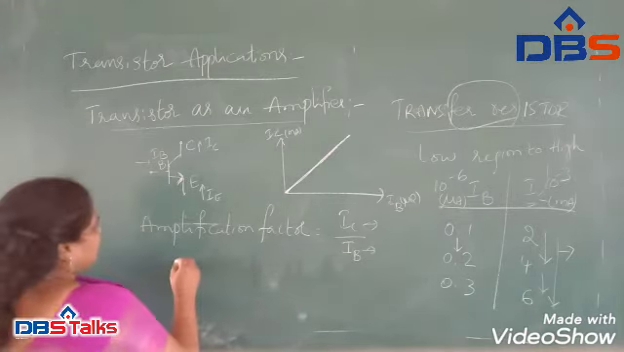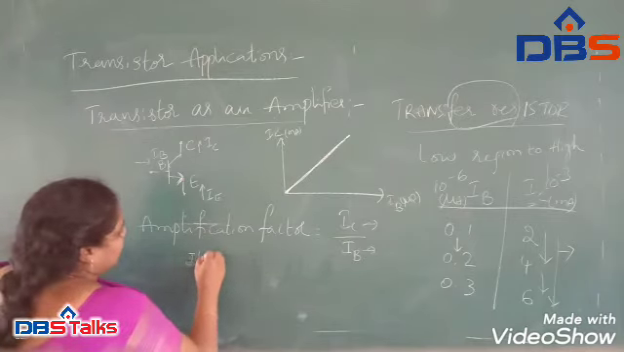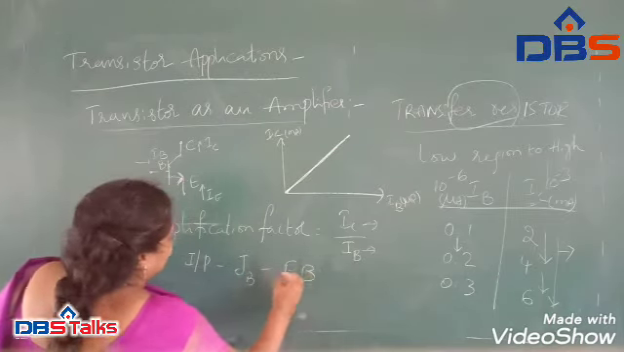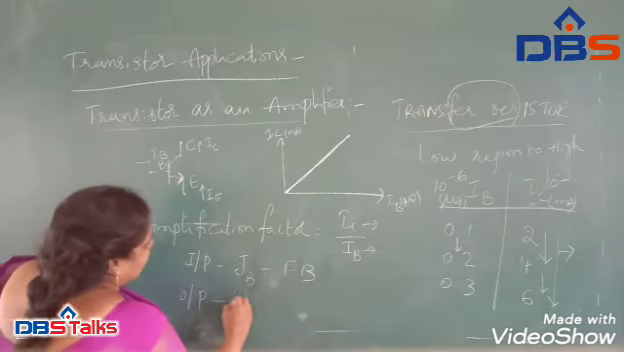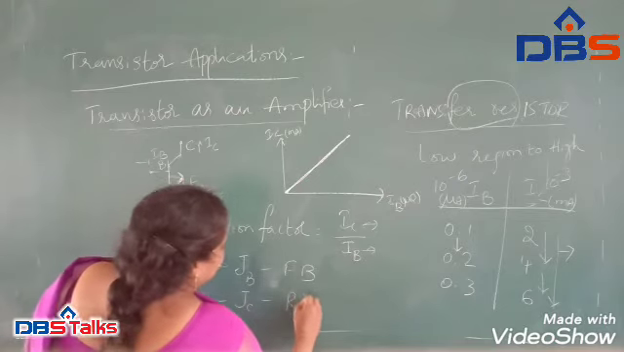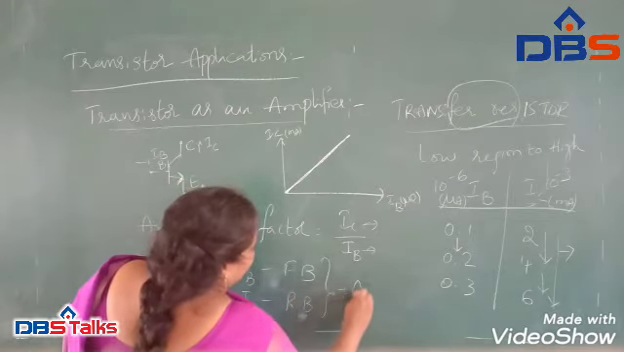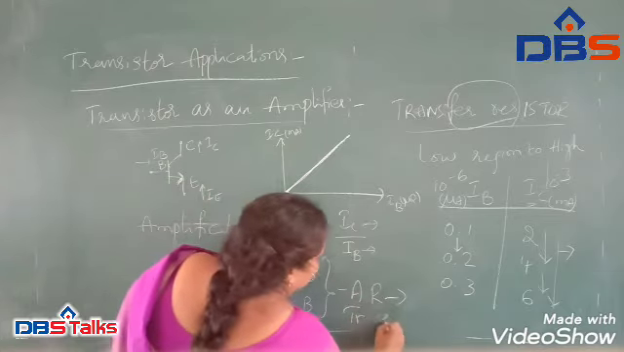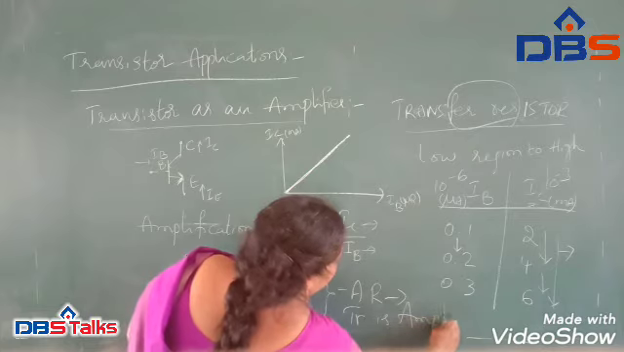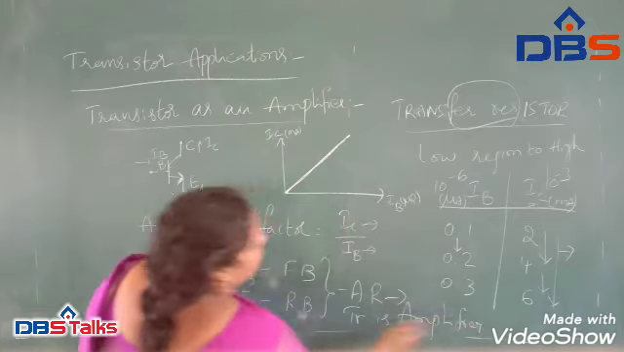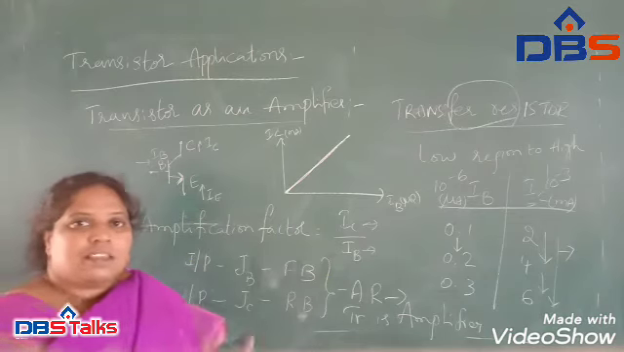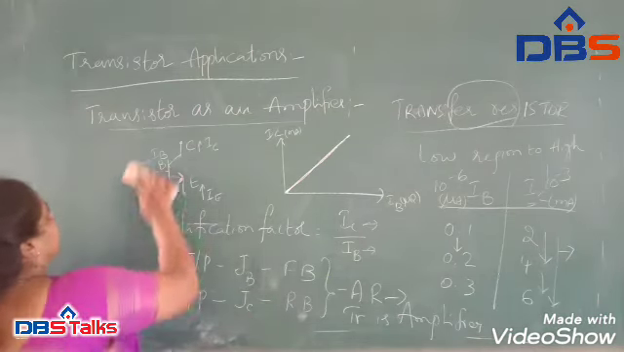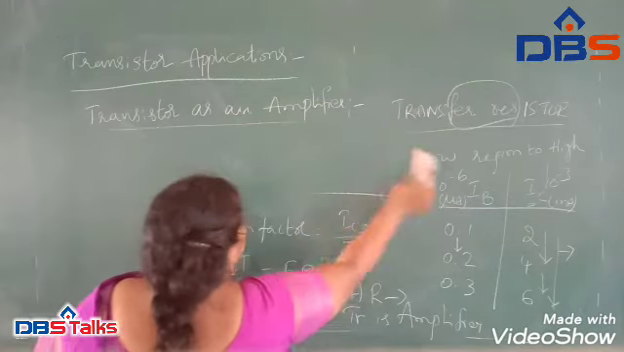Or we can say the condition is that the input junction, the base junction, is in the forward bias condition and the output junction, the collector junction, is in the reverse bias condition. It is in the active region condition. Then we can say the transistor is an amplification transistor, that is the amplifier transistor. So this is the major application of the transistor. Next, another one is the transistor as a switch.